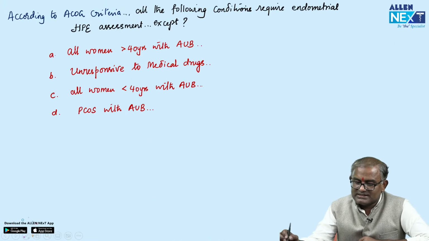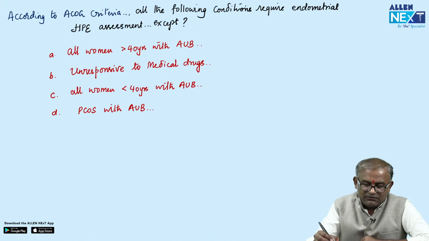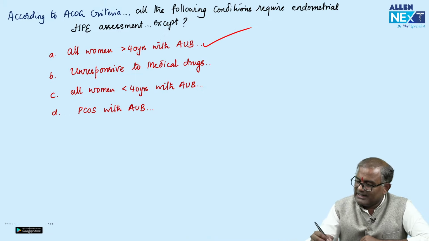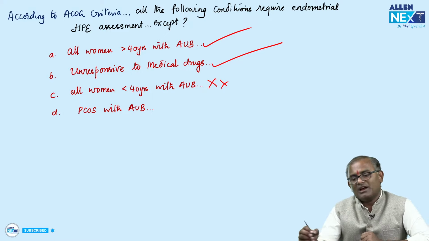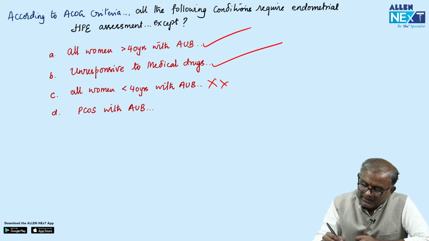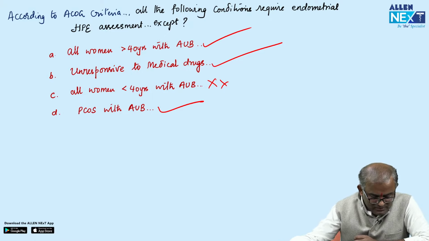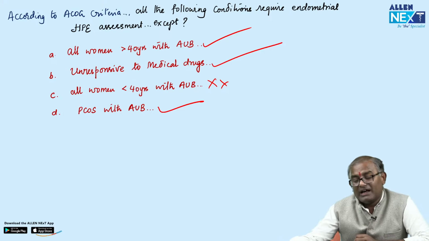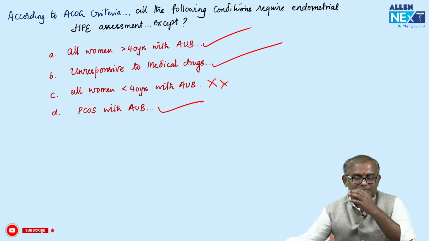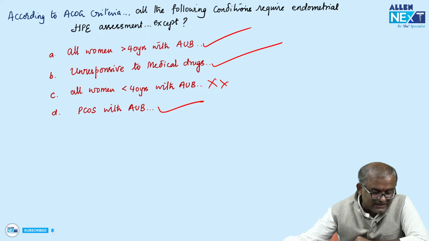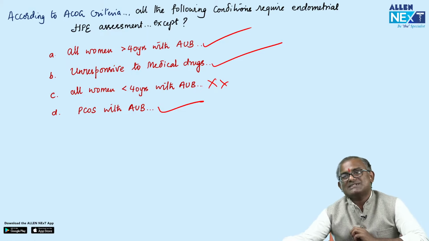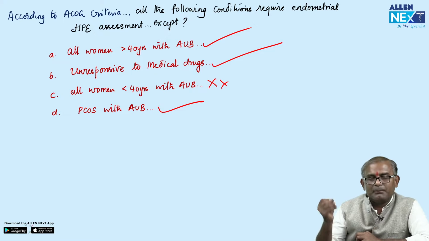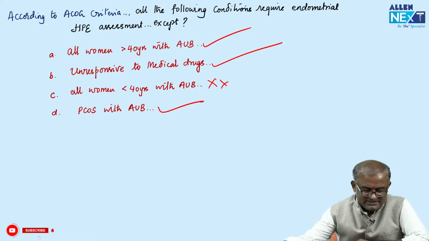Now, what is the answer for this? All women more than 40 years with AUB, definitely indication. Unresponsive to medical management, indication. All women less than 40 years, no, it is not an indication. And PCOS with AUB, definitely indication. No, it is not 45 years, doctor. It is 40 years. According to ACOG, it is 40 years. Some books also give 45 years, but always go for 40 years.